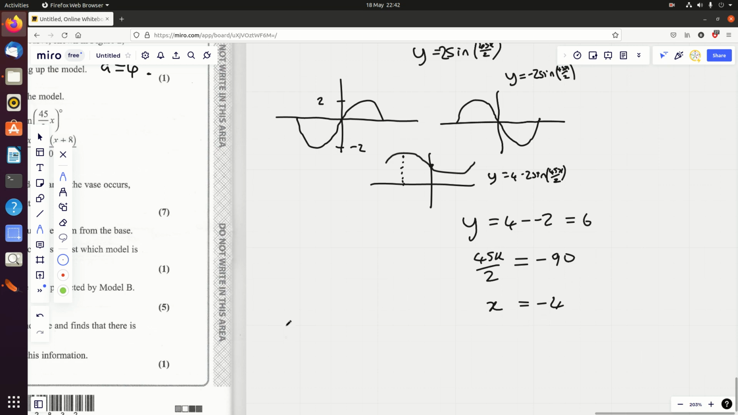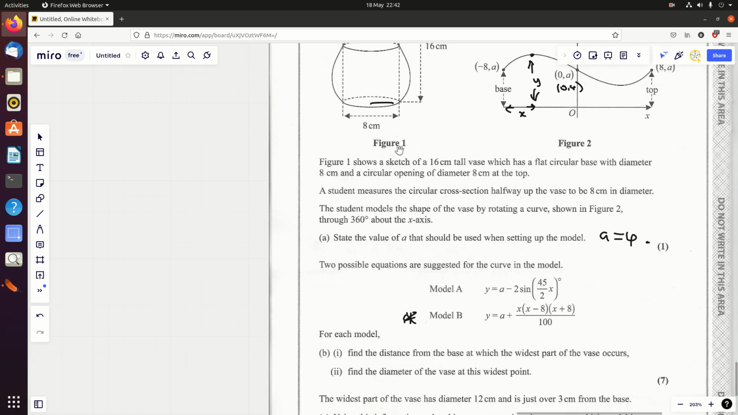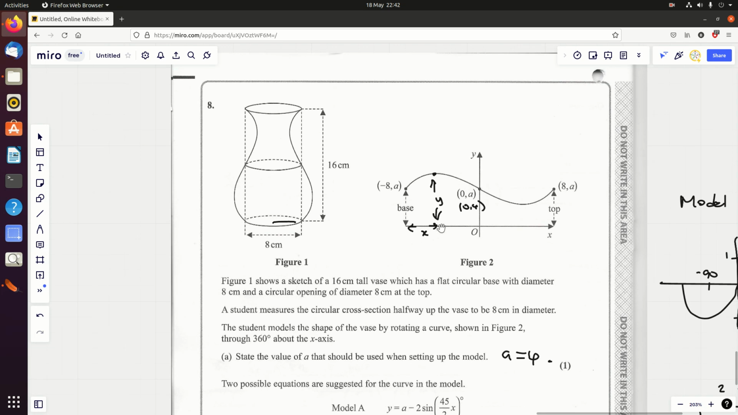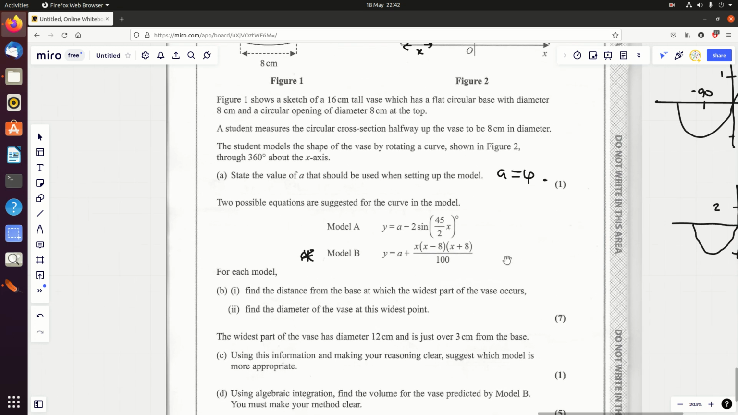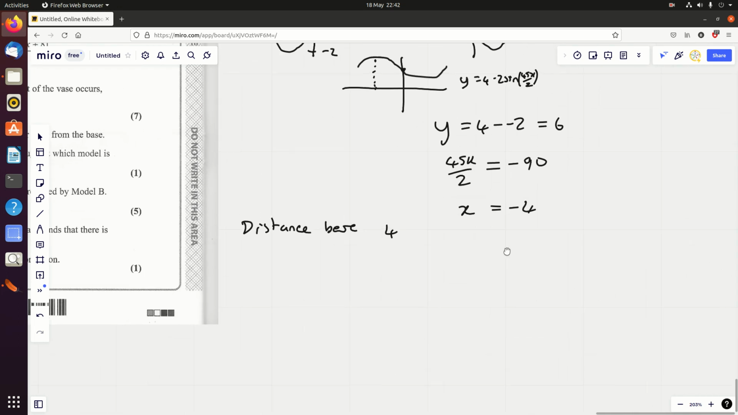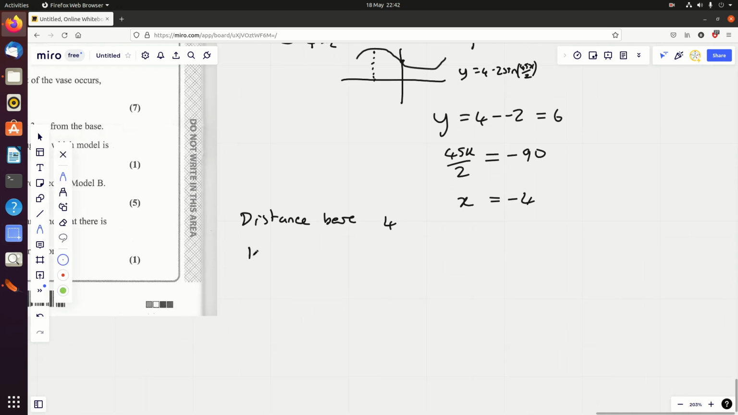Okay, so I've got it now. I can say the distance from the base is actually 4, because the base is at minus 8. If you look at the picture, that's at minus 8. I got this as minus 4, so that's going to be a distance of 4, and this is 6, so the diameter is going to be 12 at the widest bit. There we go, 4 and 12.